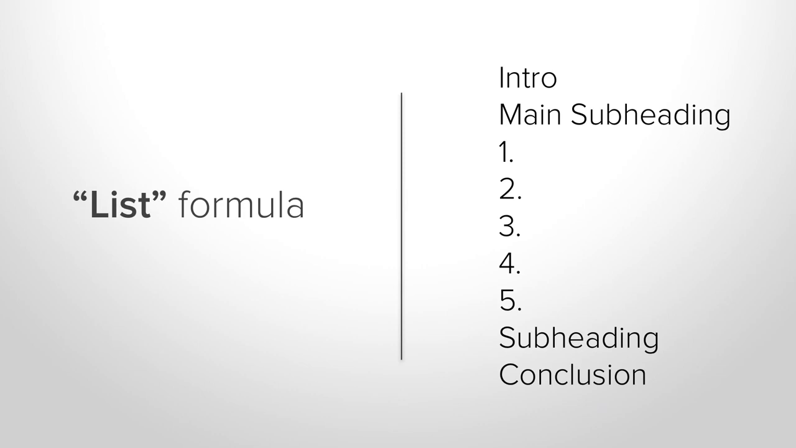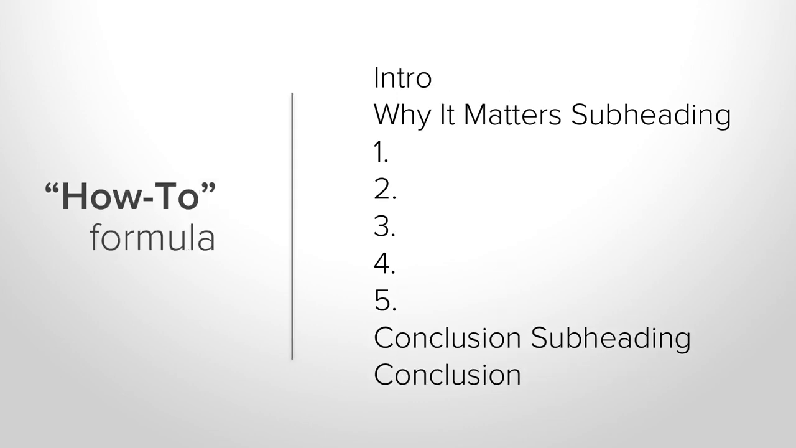Start with an intro and list out the main points of the article, and then wrap it all up with a strong conclusion. The how-to formula is another easy-to-use and logical format. It begins with an introduction, there's a section on why this matters to the reader that provides more context, and then you provide details on how to do something in a list format.